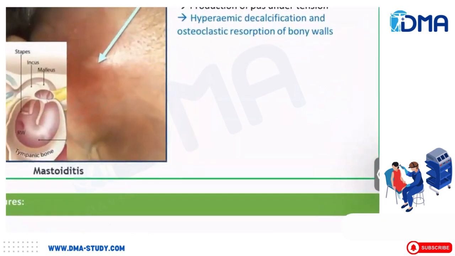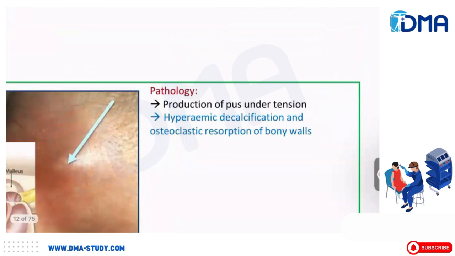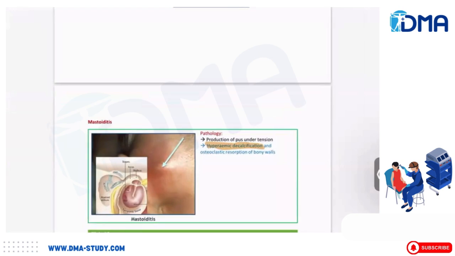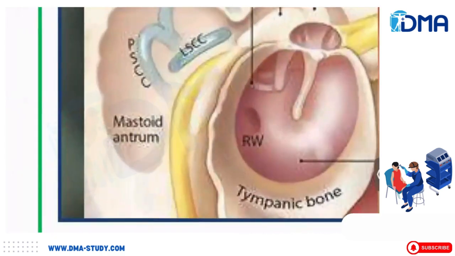Fine. So mastoiditis. Mastoiditis is nothing but production of pus under tension. If there is TM perforation with mastoiditis, there could be hyperemic decalcification occurring at the bones behind the ear. It can abruptly destroy the bones and result in a condition called mastoiditis. So infection over the mastoid air cells, and there is intact TM, all the pus inside the mastoid. See here, this is intact TM.